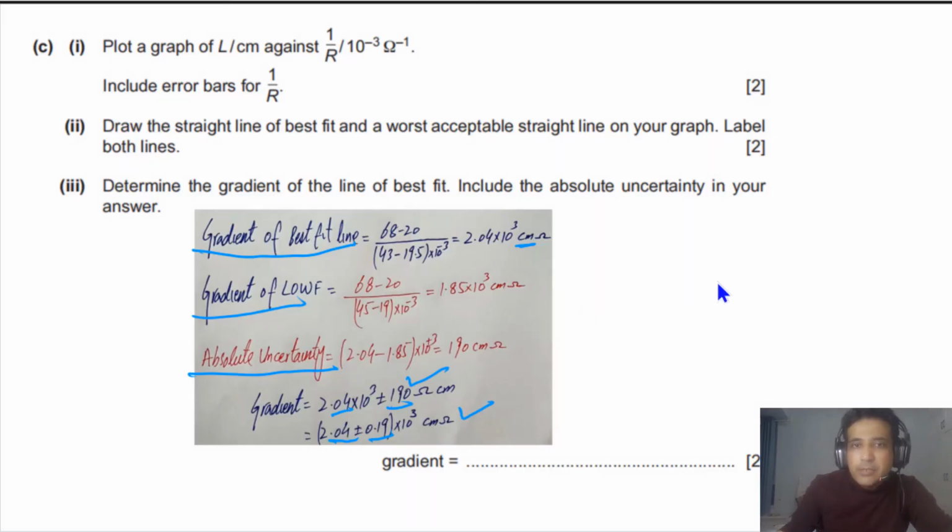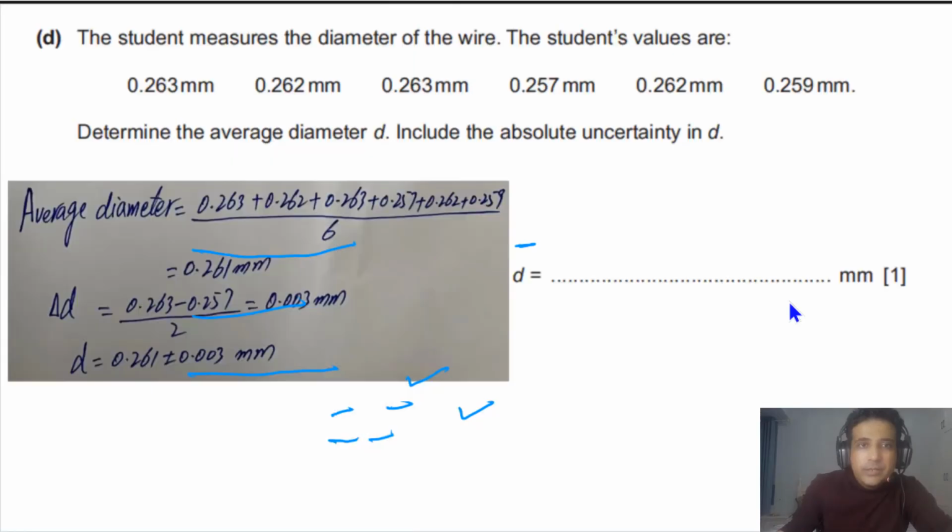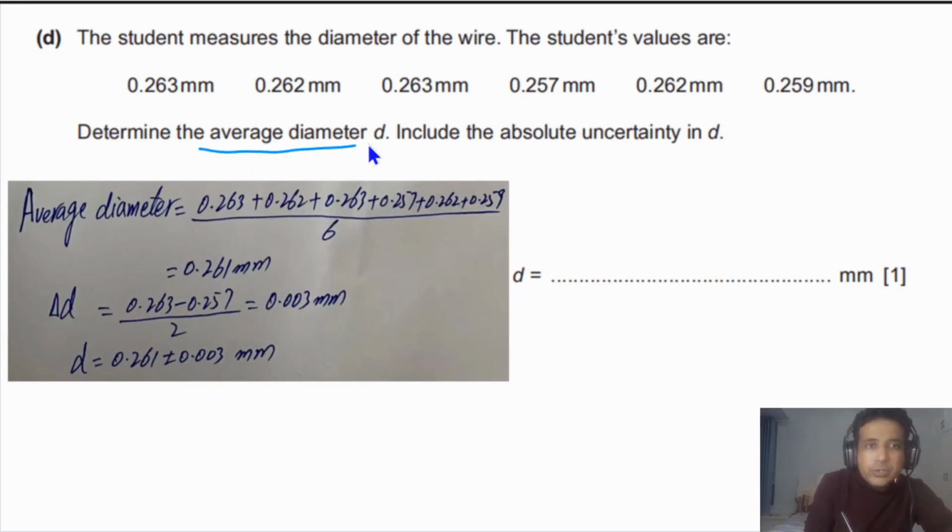So here is the next one. For this part, the question is asking you to calculate the average diameter and include the absolute uncertainty. For the average diameter, simply you can take the average. Absolute uncertainty means the maximum value minus the minimum divided by 2. This is the half range method you can use. So in this case, this is the answer. The same number of dp here, same number of dp here, and the unit of this one is millimeter, because they are given in millimeters. So this is how you can answer this part.